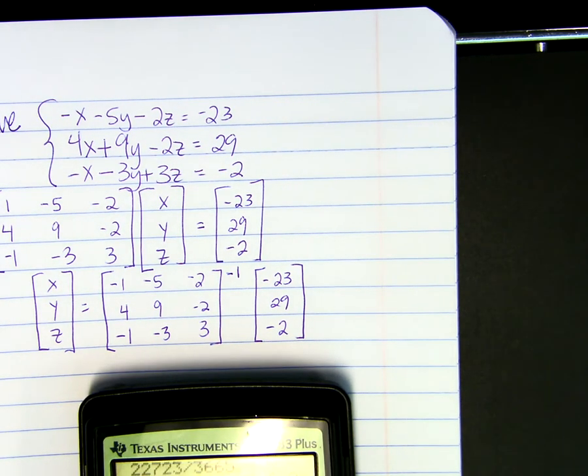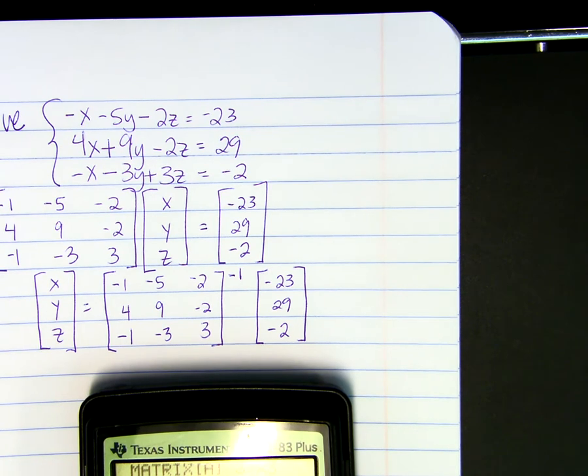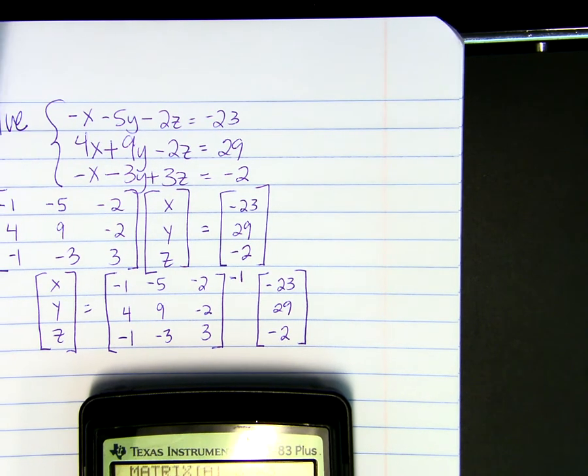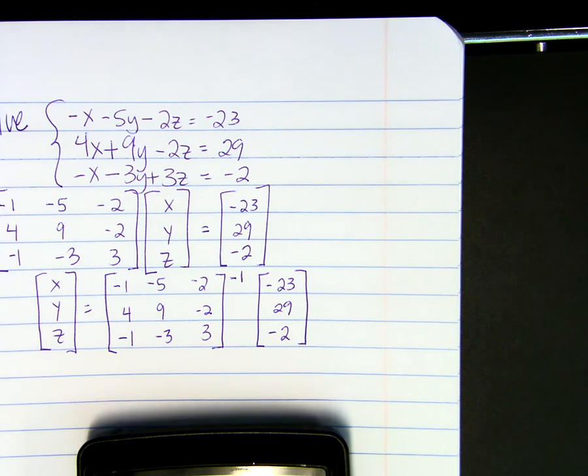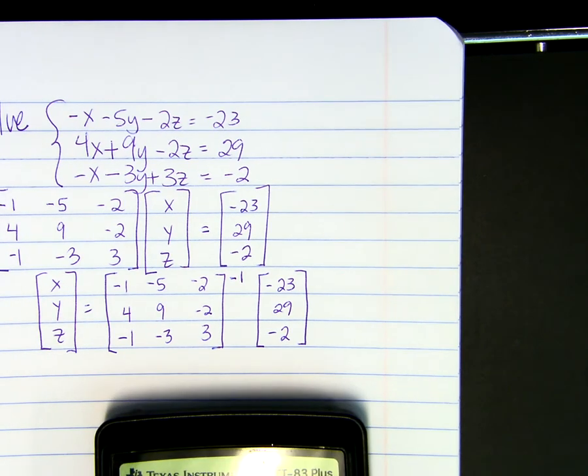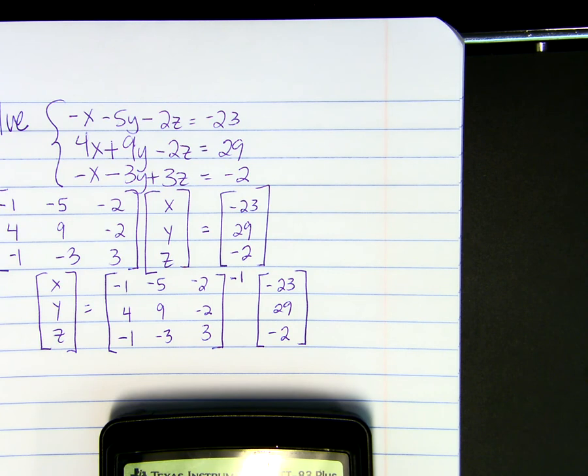So let me go in here to matrix. We're going to edit number 1, make it a 3 by 3. Negative 1, negative 5, negative 2, 4, 9, negative 2, negative 1, negative 3, 3. And then I'm going to go to matrix and edit number 2 to be a 3 by 1. And I'm going to put negative 23, 29, and negative 2.